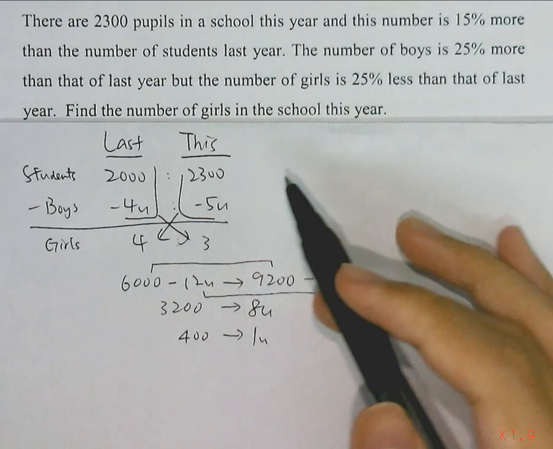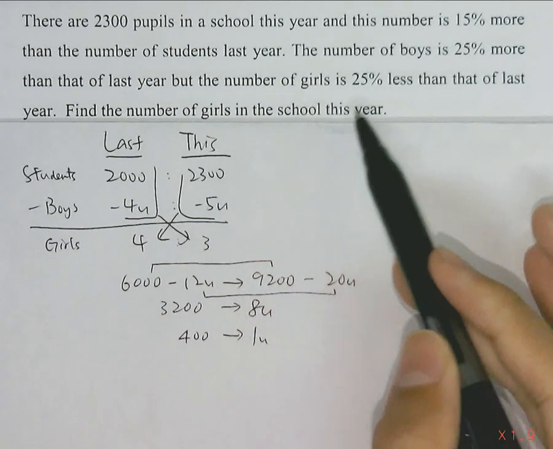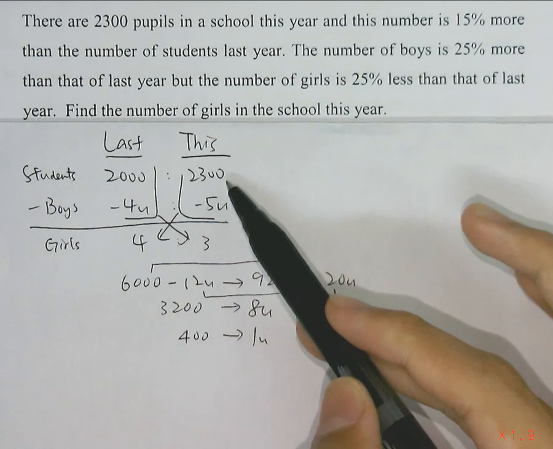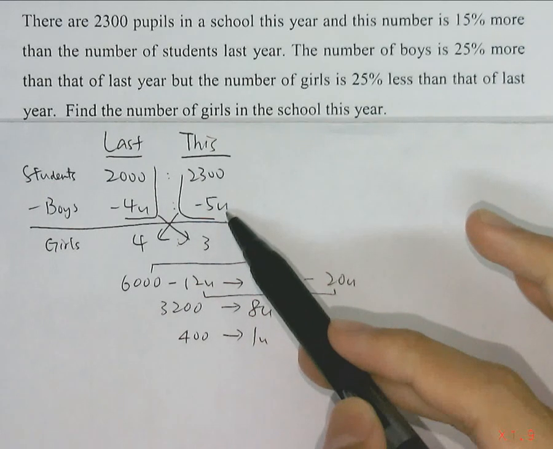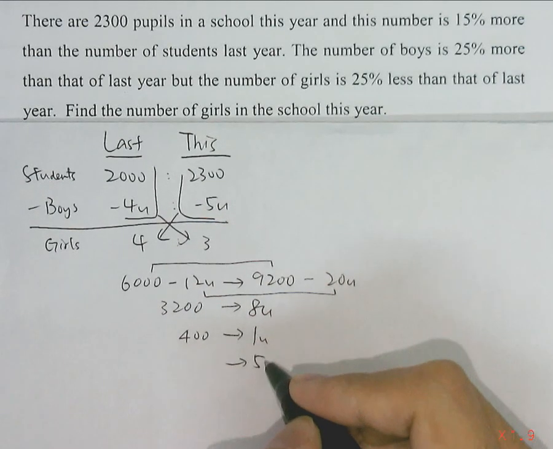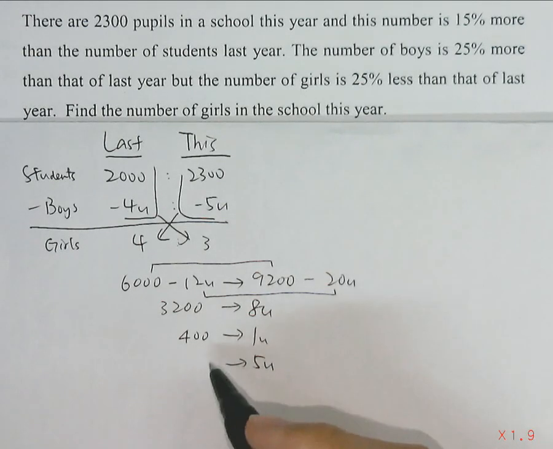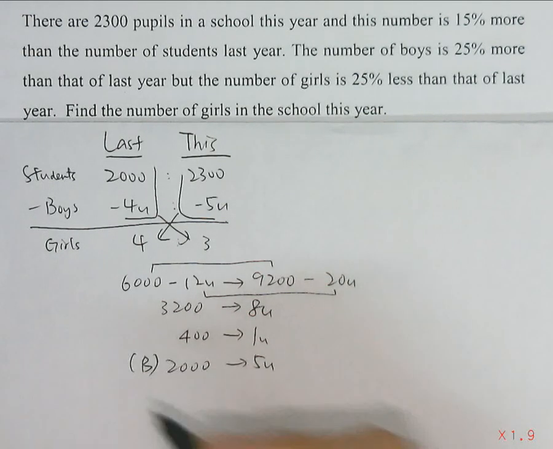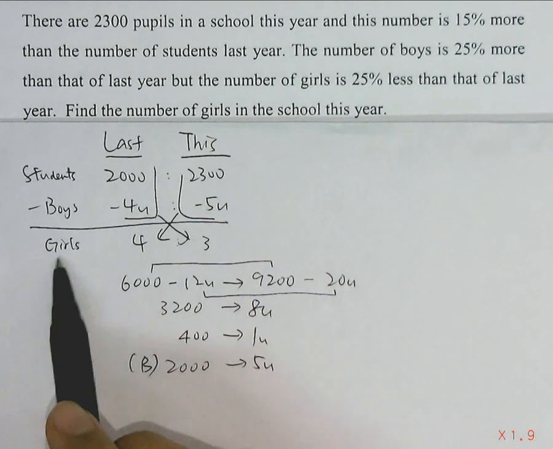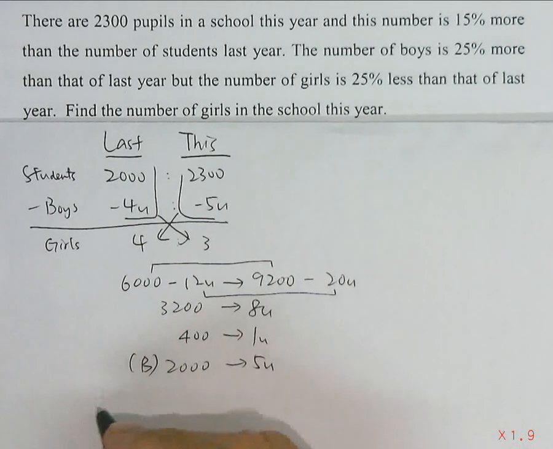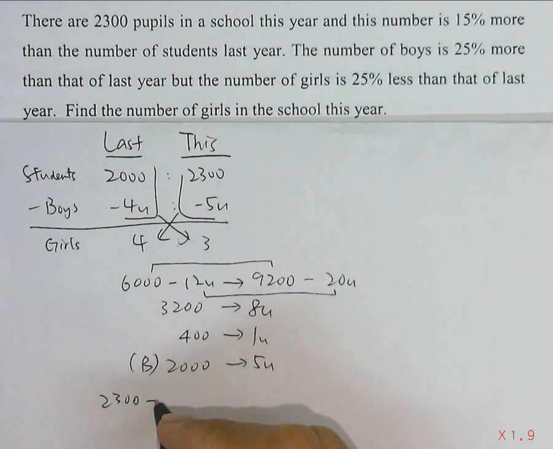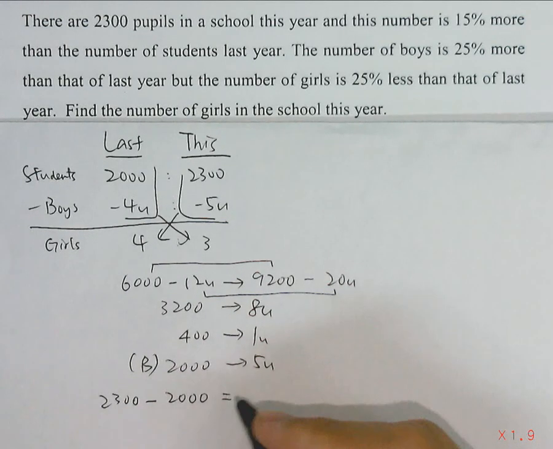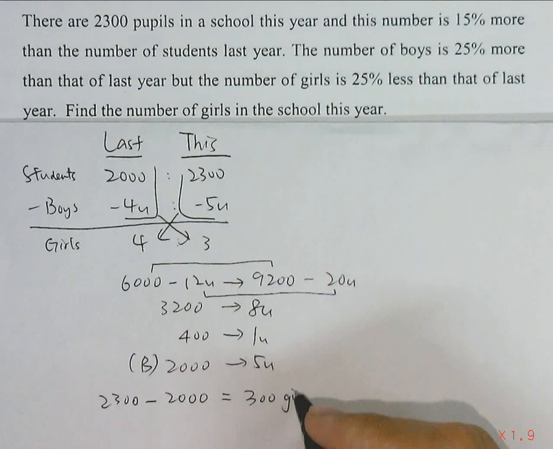The question is asking for the number of girls in the school this year. So we know that the entire population this year is 2,300, and the number of boys is 5 units. So we will find the number of boys, 5 units, by multiplying 400 with 5, and we will have 2,000 boys. Okay, so the number of girls will be the entire student population, 2,300, subtracting off the number of boys, which is 2,000. So that will give us our answer of 300 girls.